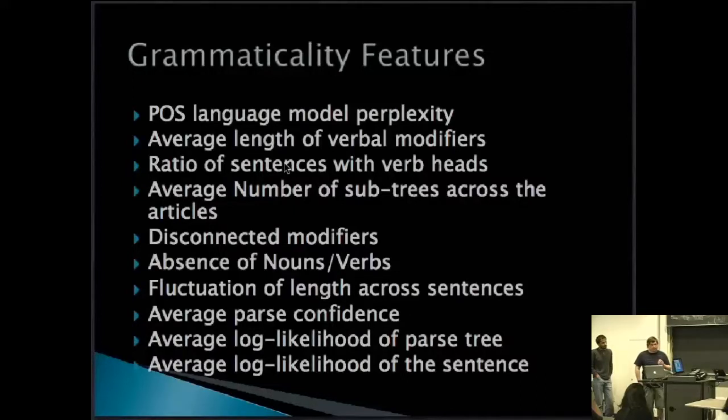The last 3 were statistics taken from the Berkeley parser, which are just the average parse confidence of all the sentences, normalized by sentence length, because as sentences get longer, even if they are grammatical, they're going to be less likely. And the log likelihood of the parse tree given the sentence, and the average log likelihood of the sentence.